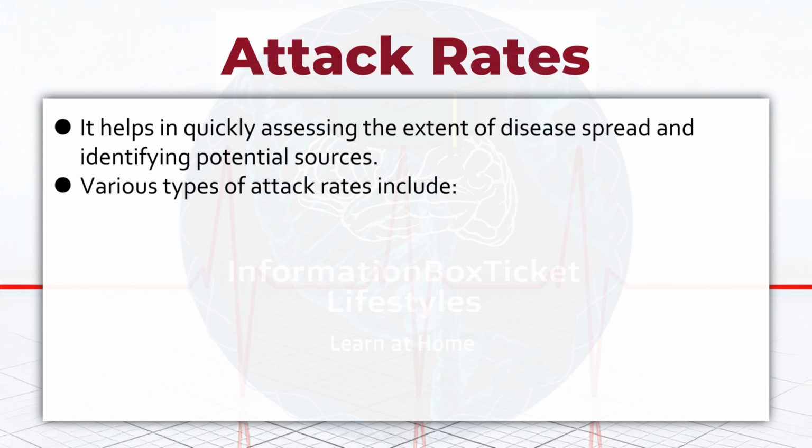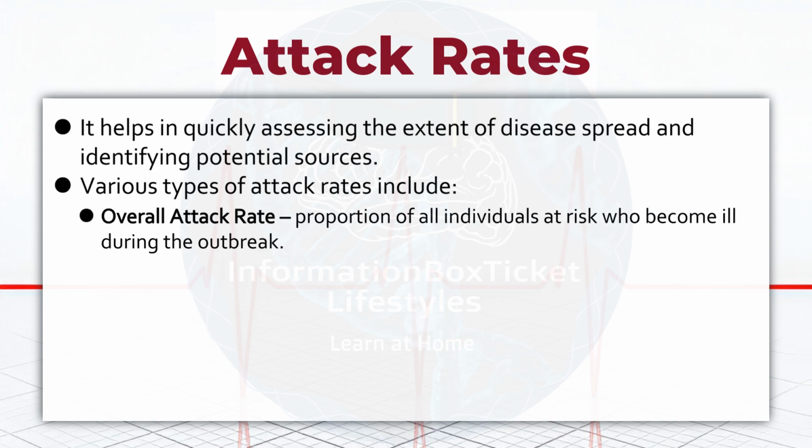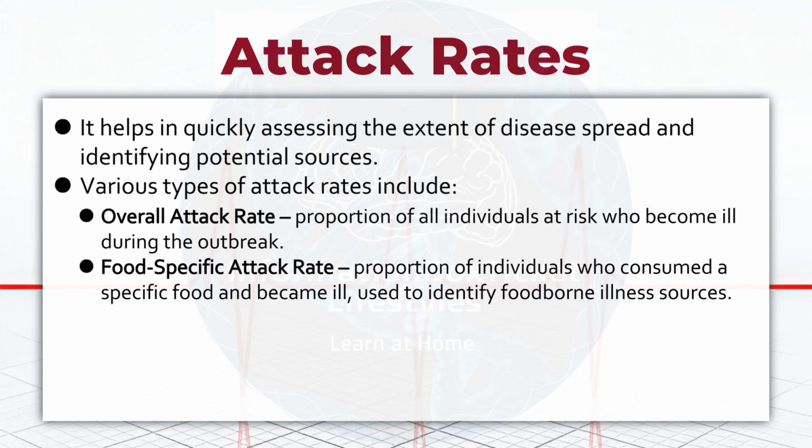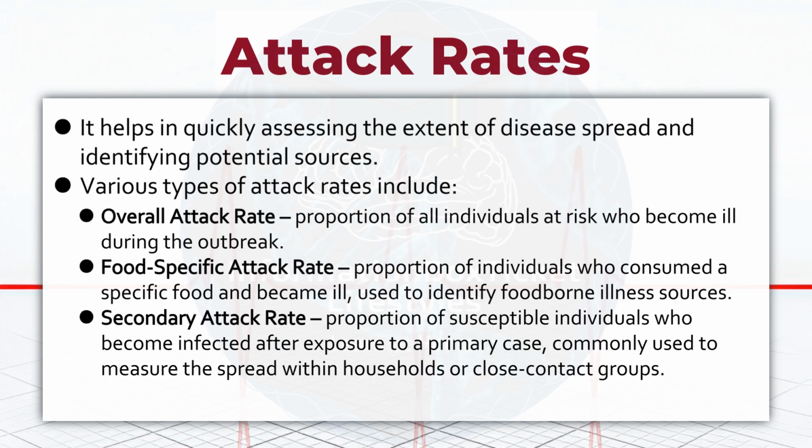Various types of attack rates include overall attack rate, the proportion of all individuals at risk who become ill during the outbreak. Food-specific attack rate, the proportion of individuals who consumed a specific food and became ill, used to identify foodborne illness sources. Secondary attack rate, the proportion of susceptible individuals who become infected after exposure to a primary case, commonly used to measure the spread within households or close contact groups.